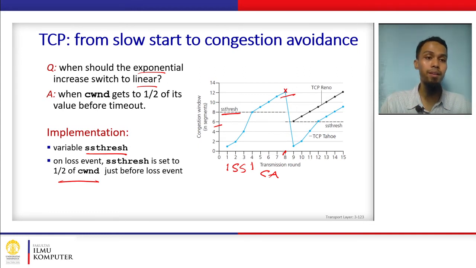Well, this is not the correct illustration of TCP Reno and TCP Tahoe, but anyway, this is just to show how the SS threshold will be changed after the loss event. We'll use the correct illustration in the next slide.